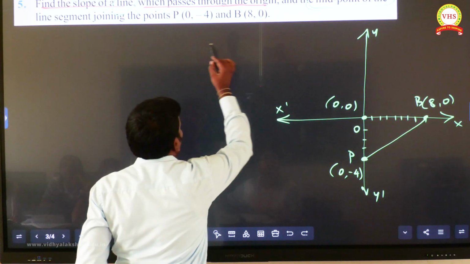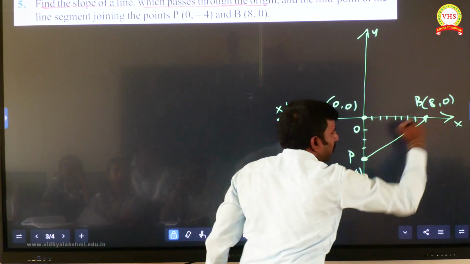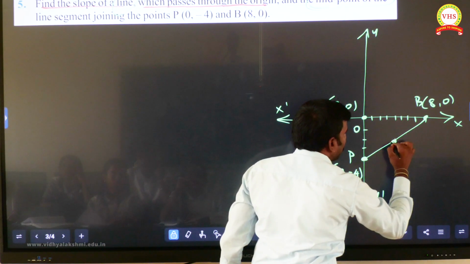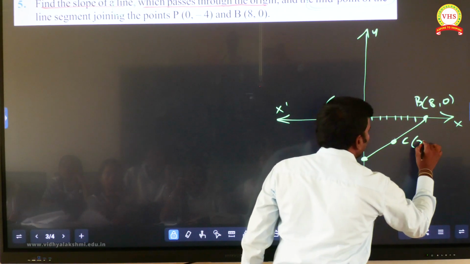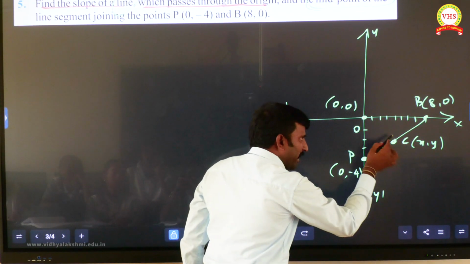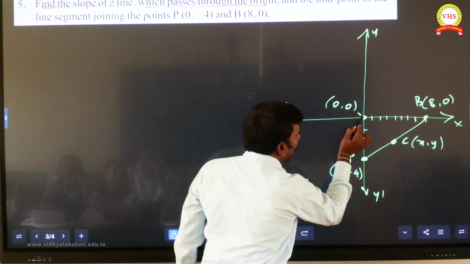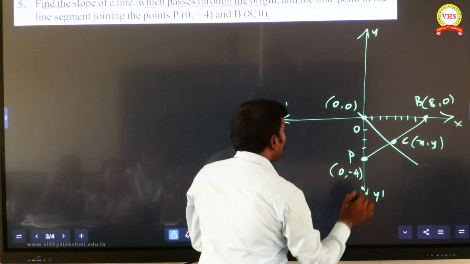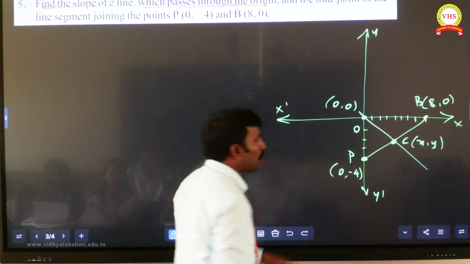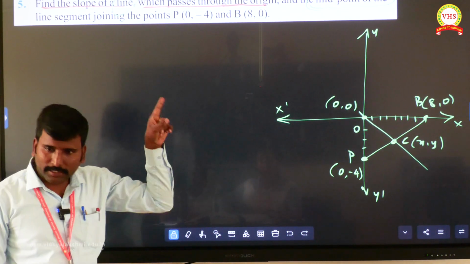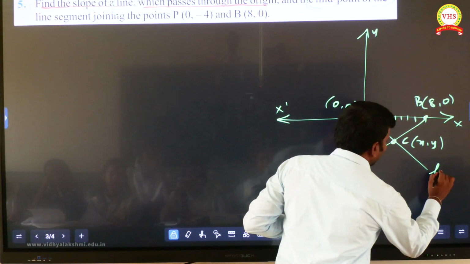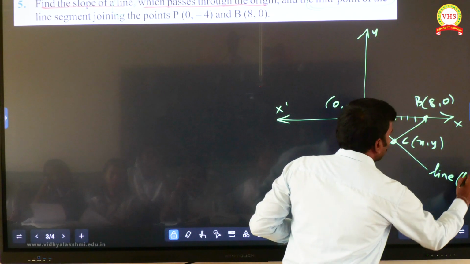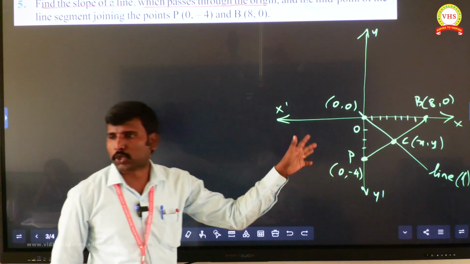Here, they said very clearly, midpoint of the line segment. Midpoint of the line segment, let me take it as C. Through point C and origin O, that line is going. That line is going through the origin and the midpoint. For that line, we have to find a slope. Okay. This is our required line L. For this L, we have to find a slope.